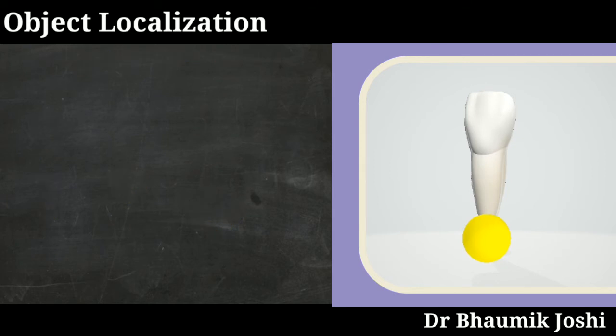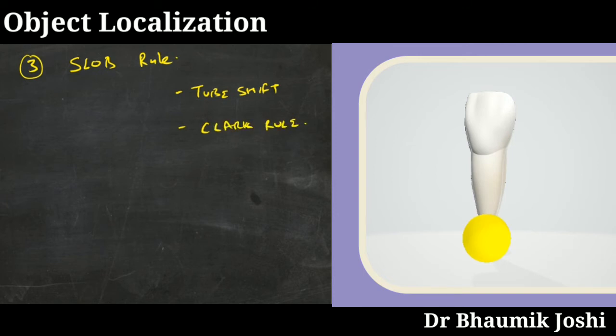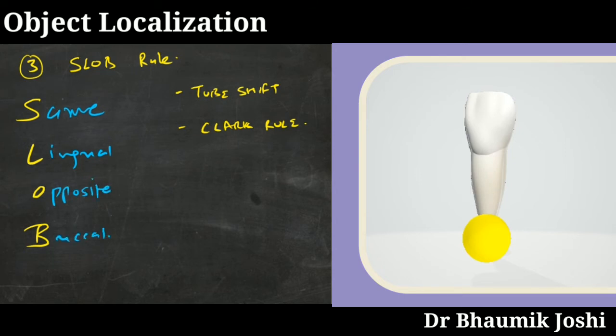So with the use of IOPA and occlusal radiographs, we can localize the object as being present on the buccal side of the tooth. The next technique of object localization is the Slob Technique or Slob Rule, which is also known as the tube shift technique or Clark's rule, because Clark suggested this technique. Now, the SLOB acronym stands for Same Lingual, Opposite Buccal.